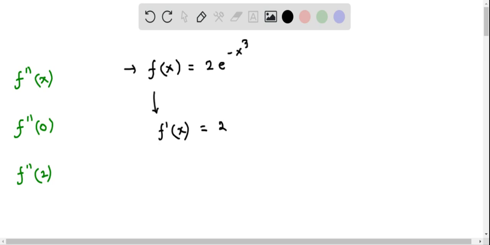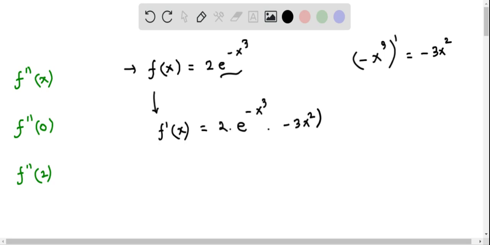And so this equals 2 times the derivative of e power negative x cube, which is e power negative x cube. And then using the chain rule, we find the derivative of negative x cube. We apply the power rule. This is negative 3x squared. And so we multiply this with negative 3x squared, which is the derivative of negative x cube.